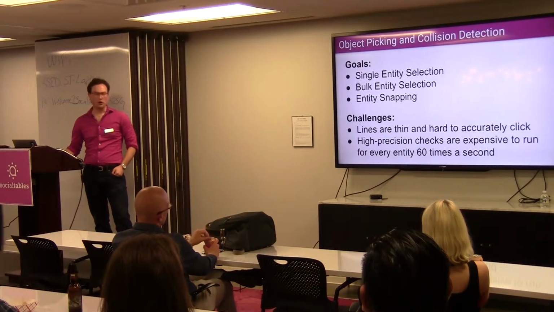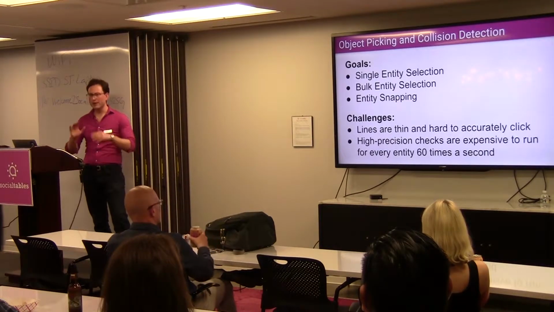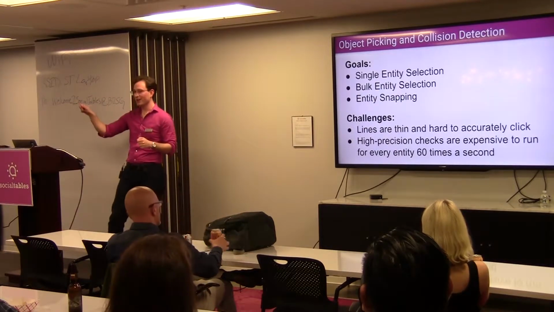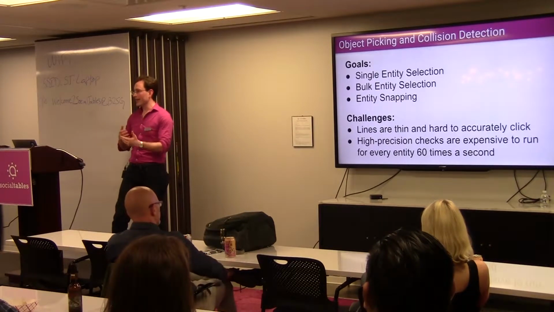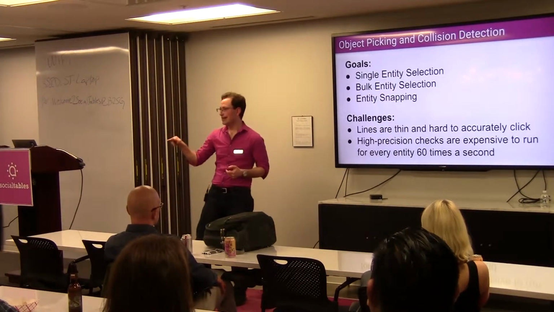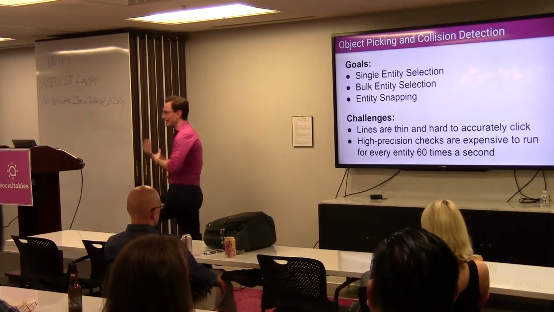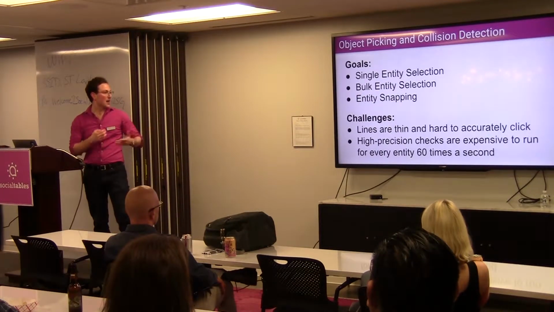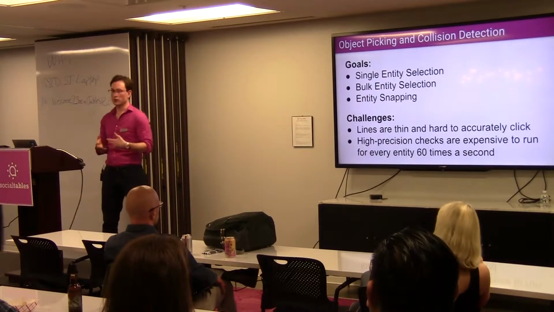The challenges are lines are really thin. There are not a lot of pixels. So if you're doing a raw sort of single pixel lookup on where the user's clicking, they're going to have this picking problem where they're hunting and pecking at this line and they can't click on it because the exact spatial position of the cursor just doesn't match up. And second, high precision checks are expensive to run on your whole scene.